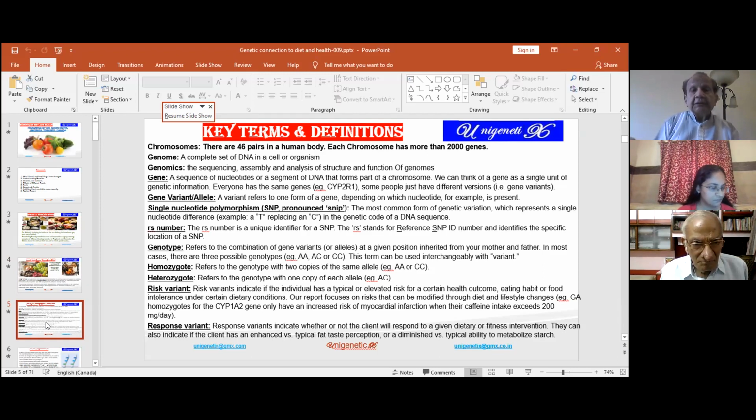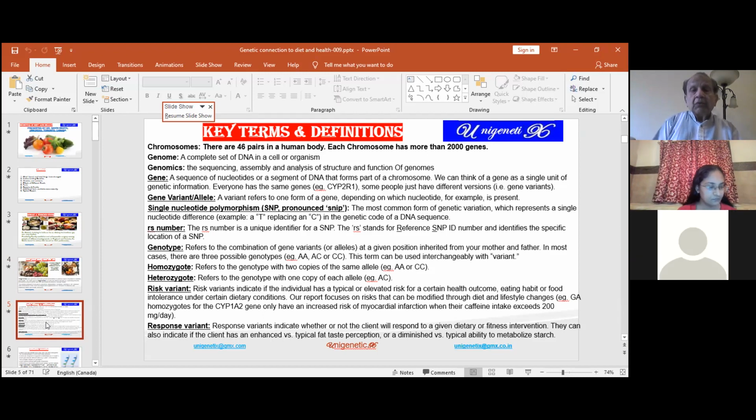Genomics is the sequencing, assembly, and analysis of the structure and function of the genome. It's the study of genomes. A gene, one of those 22,000 in one chromosome, is a sequence of nucleotides. It carries the genetic information from father and mother. Everyone has the same genes, that is, their name, things like CYP2R1, but there are different versions depending upon what the father gave and what the mother gave.